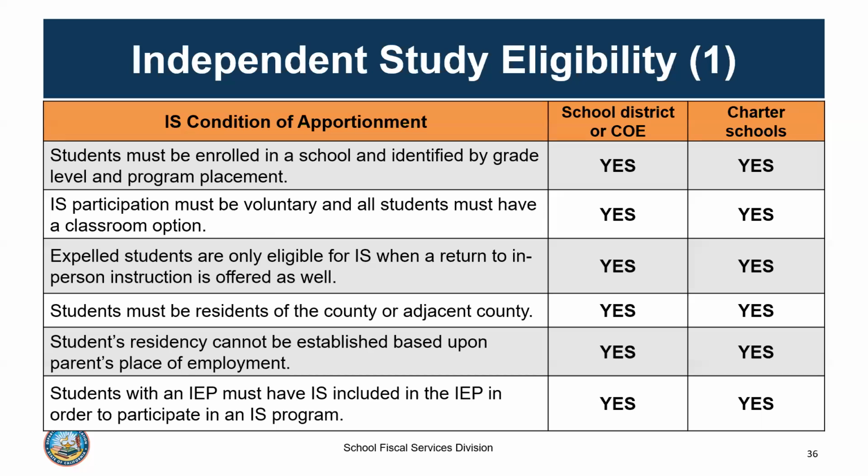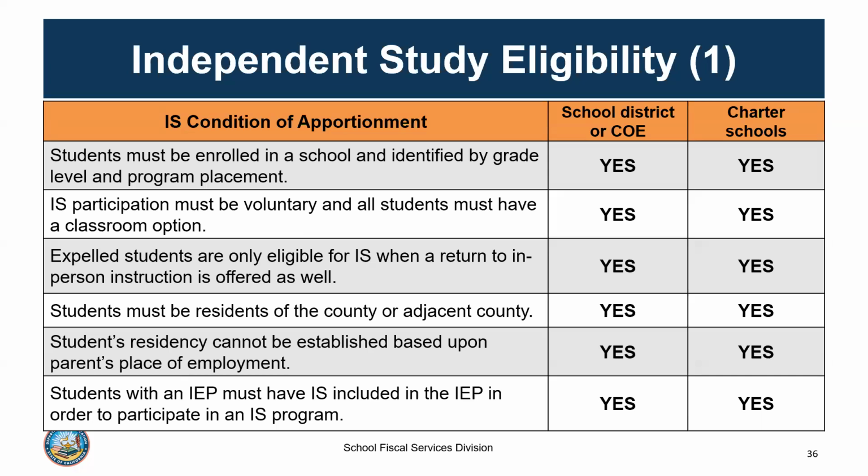When a student is expelled, they are not eligible for independent study unless they have been allowed to return to the classroom. Students must be residents of the same county as the LEA claiming the ADA, or of an adjacent county. A student's residency cannot be established based on where their parent is employed.